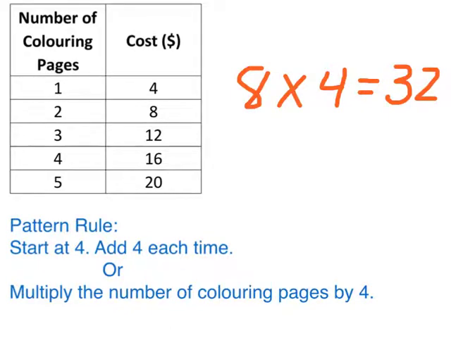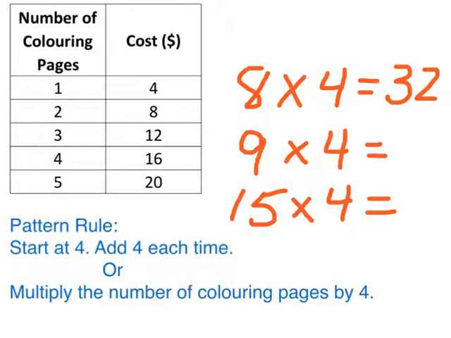Pause the video and see if you could figure out the total cost for 9 coloring pages and for 15 coloring pages. You might have to use a calculator to help you. Well, 9 times 4 you probably know is 36. And 15 times 4, you may have needed a calculator to help you out with that, is equal to 60. So if you were to actually buy 15 coloring pages, it would cost you $60.